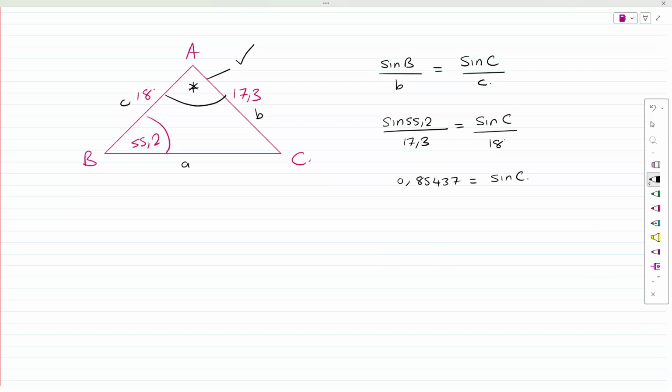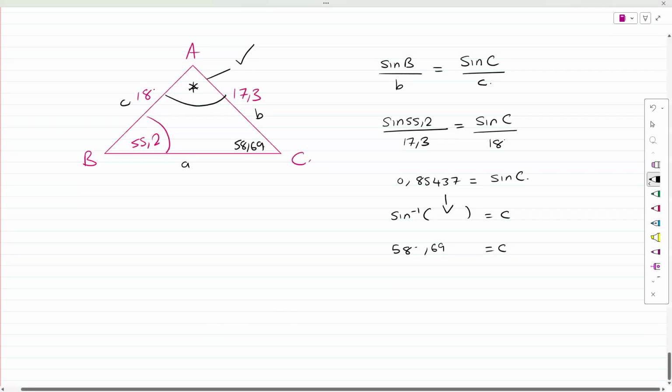Sine of 55.2, I'm just double checking in case I made any mistakes. Yeah, I'm good. And then C equals shift sine of this answer. So shift sine of the answer there. And then C equals 58.69. Okay, so this is 58.69.